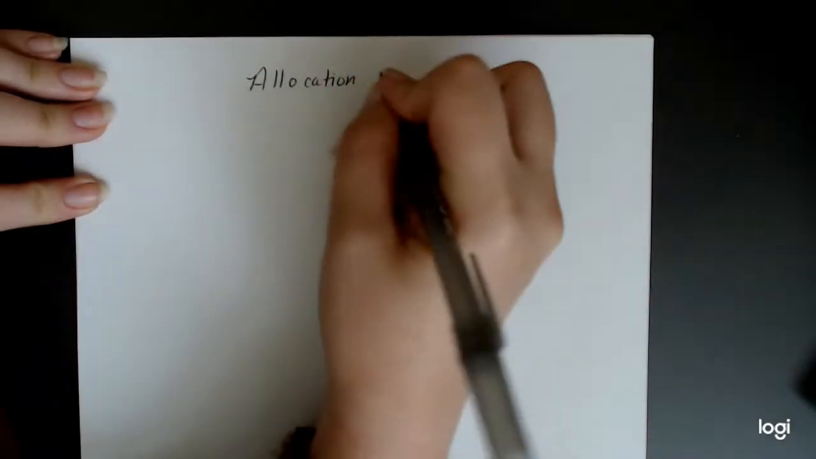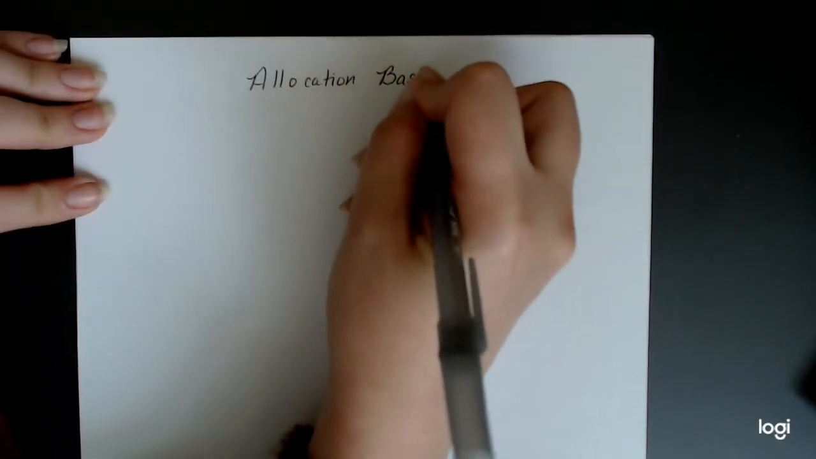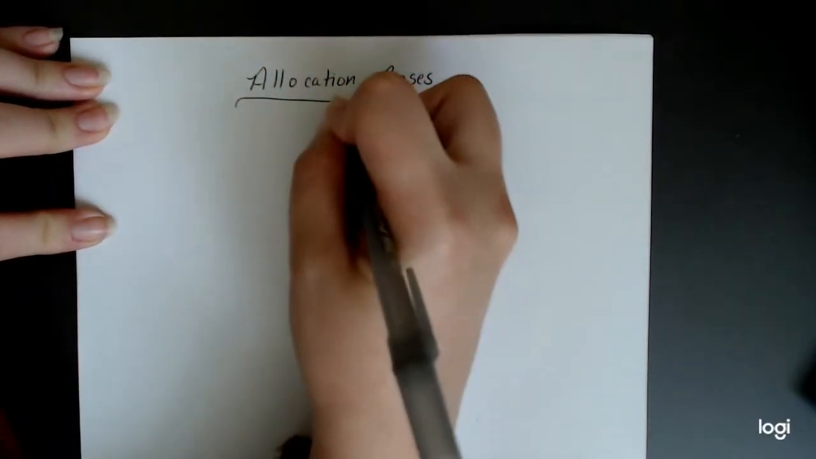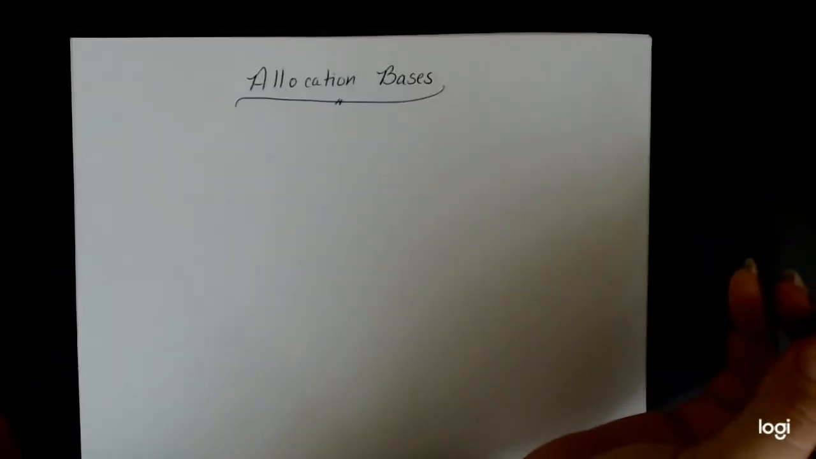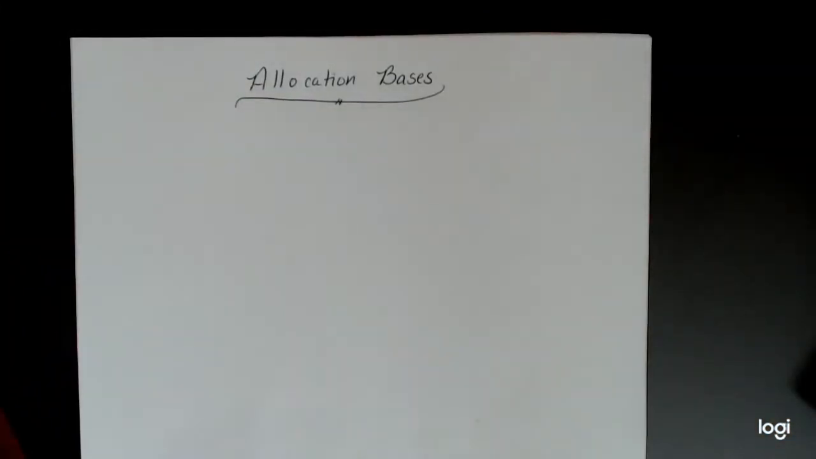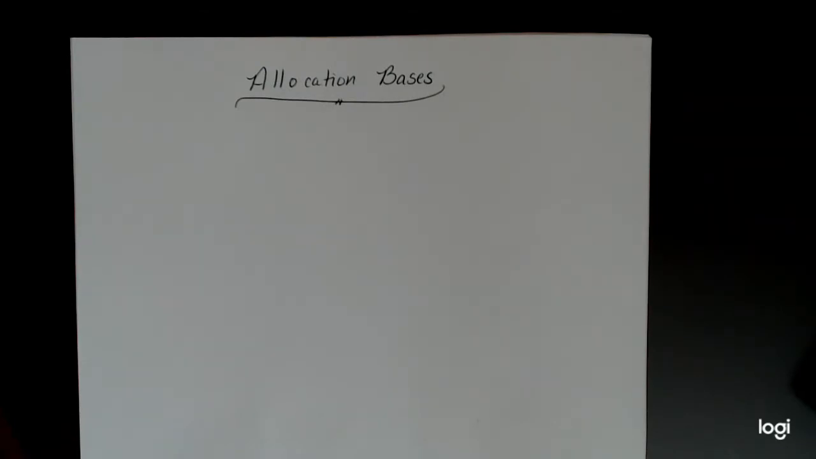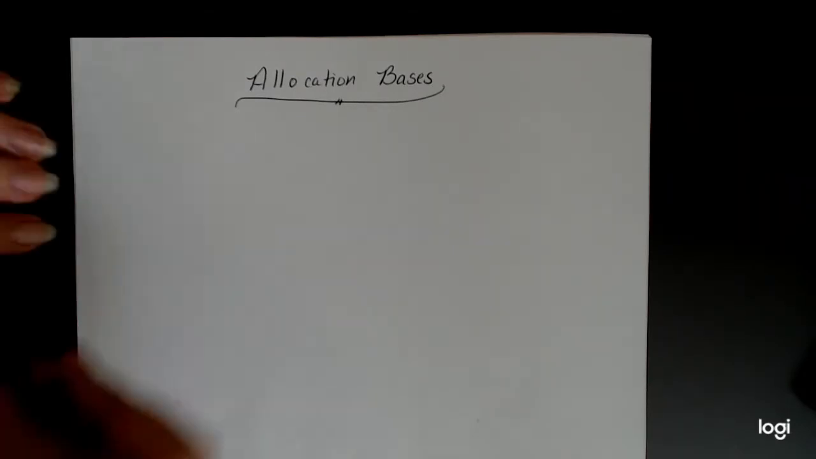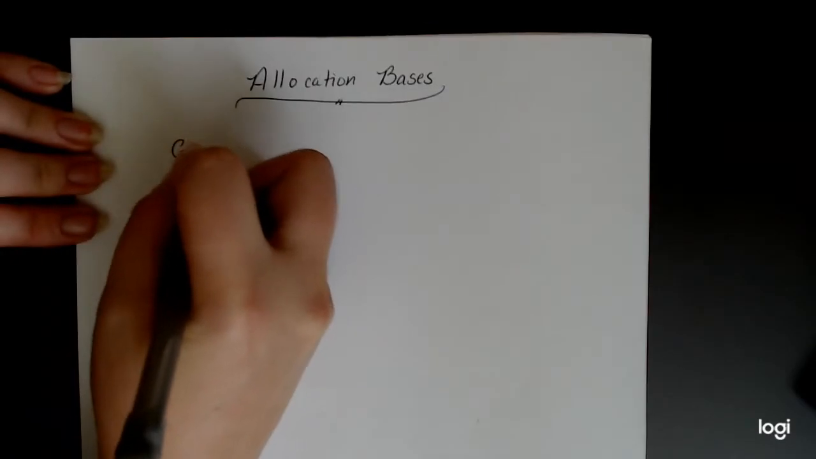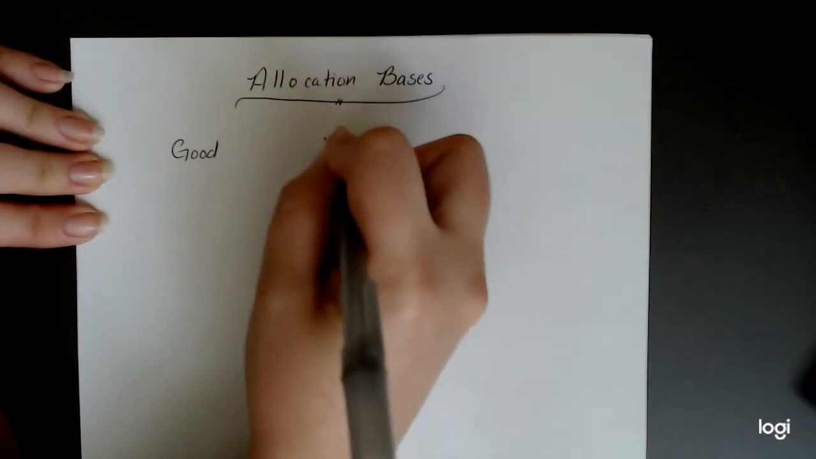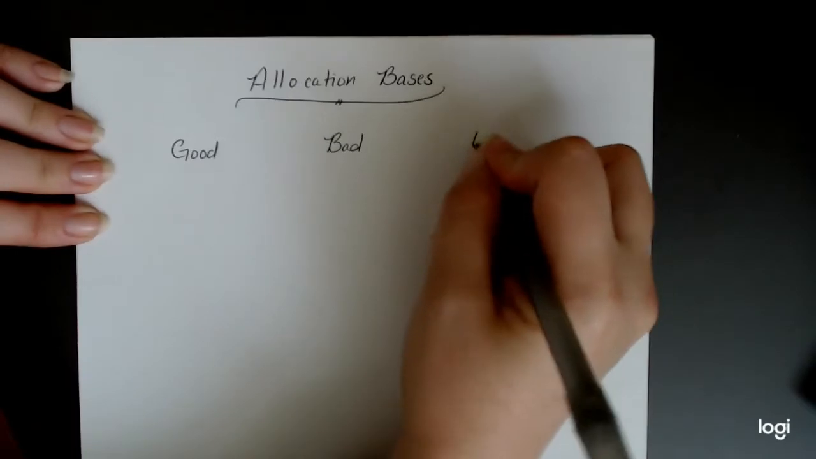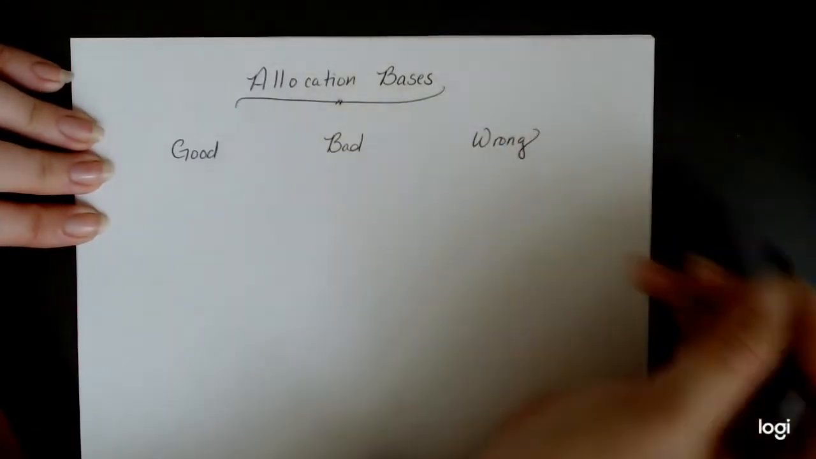So far in this class, whenever we were talking about allocation bases, we spent a lot of time just focusing on how to allocate, not on how to pick an effective allocation base. For this upcoming exam, you will have a problem where you get to pick your allocation bases for certain types of costs that need to be allocated. Now, I will tell you that there is a big difference between a good allocation base, a bad allocation base, and a straight up wrong allocation base.